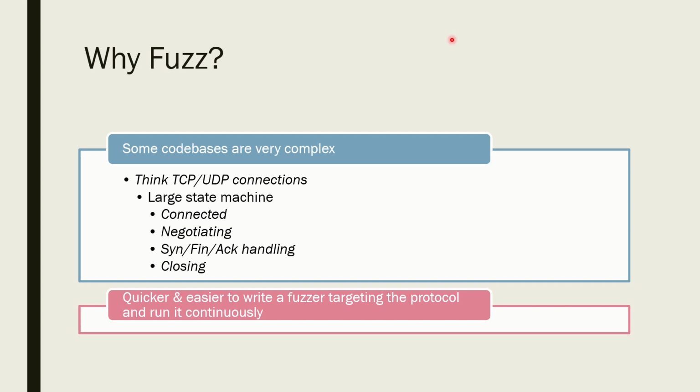It'd probably be easier and quicker to write a fuzzer targeting this protocol and run it continuously than it would be to statically analyze all the different code paths of this and how it changes depending on what state the network is in and all that kind of thing.